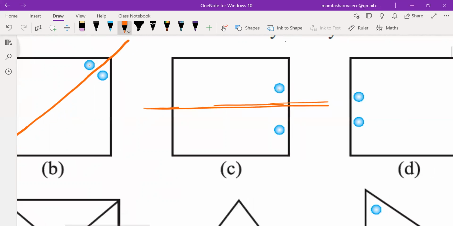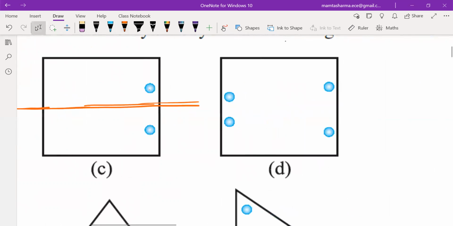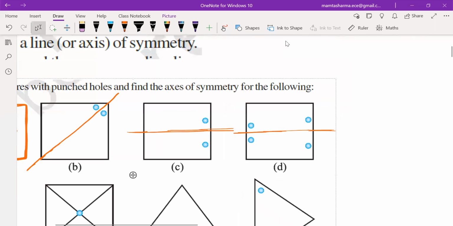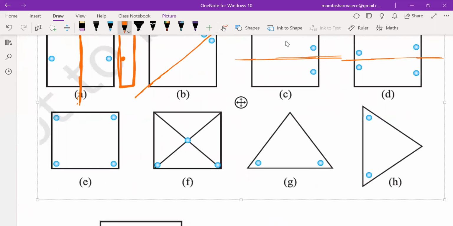Okay. This figure D. Ma'am, I think same. Horizontal. Yes, ma'am, horizontal. When you draw a horizontal line and you fold this paper, then these holes will coincide. They will cover each other. Okay. Now, Ritvik Nimala, tell me.